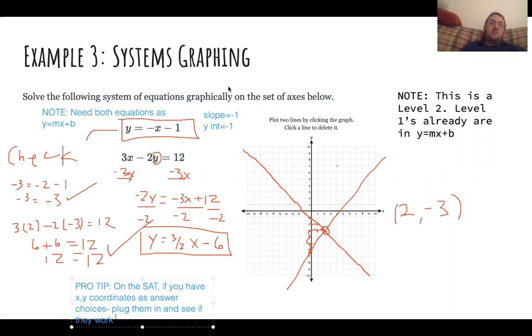So make sure that you are working on your Delta Math problems. These are similar to what you just saw. And please email me if you have any questions.